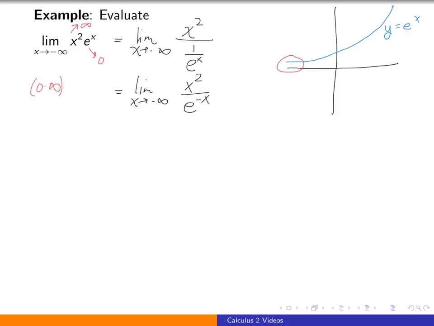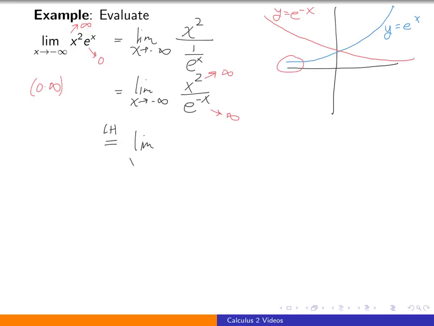Graphically, e to the minus x would be a reflection of the graph y equals e to the x about the y-axis. So in red here would be the graph y equals e to the minus x. So as x goes to minus infinity, x squared is still going to infinity, and e to the minus x is also going to infinity. So we have one of L'Hopital's indeterminate forms of type infinity over infinity, which means we can apply L'Hopital's rule.